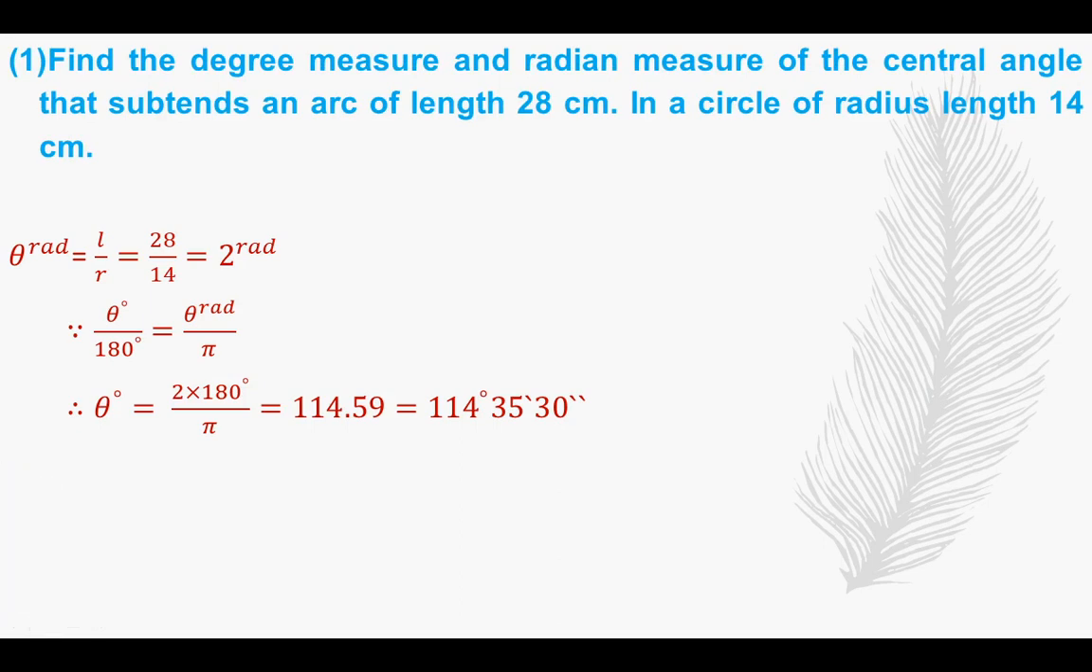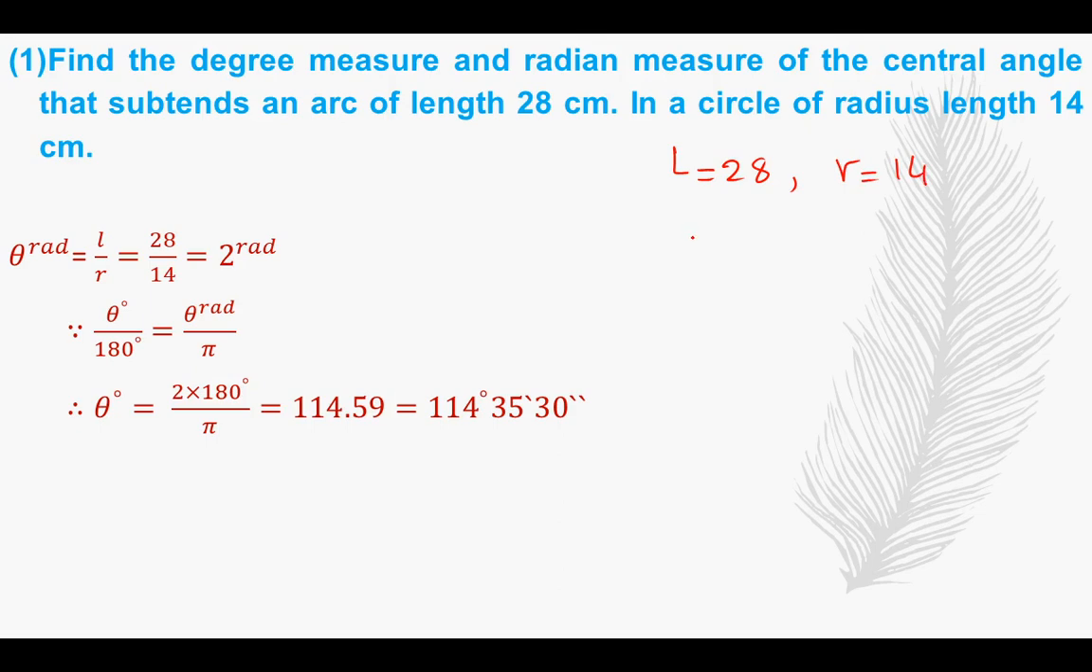Find the degree measure and the radian measure of the central angle that subtends an arc of length 28 centimeters in a circle of radius length 14. Okay, let's solve it first together. Solution. Here we want to find the degree measure and radian measure, theta degree and theta radian, of a central angle that subtends an arc of length 28. So the length of the arc equals 28, and the radius length of the circle r equals 14.